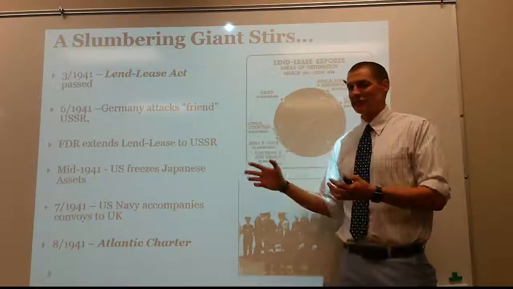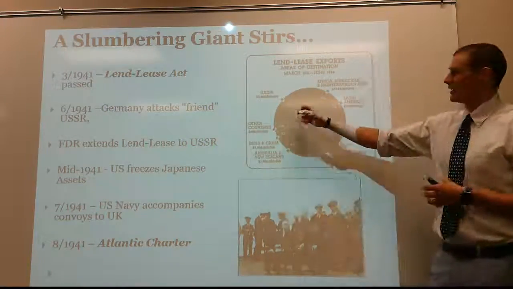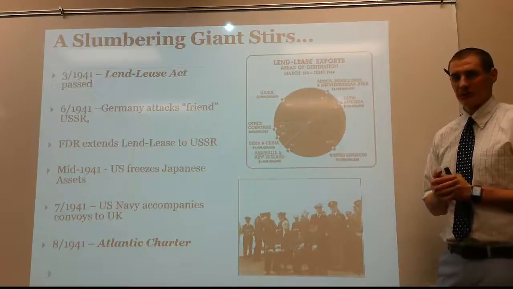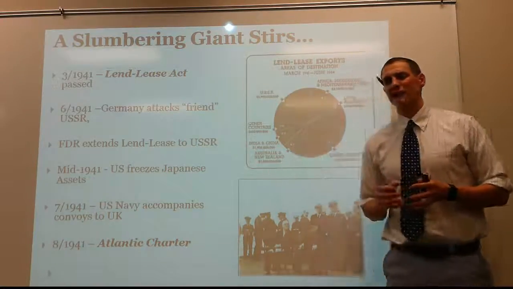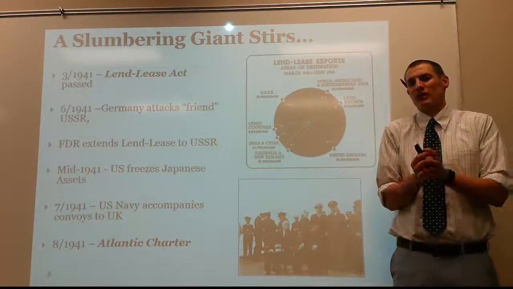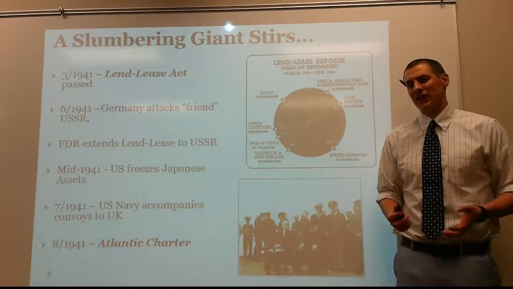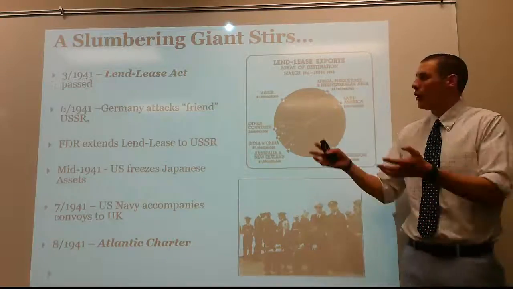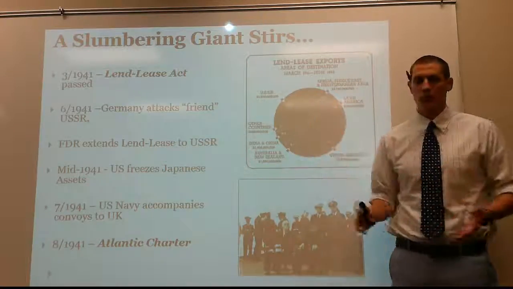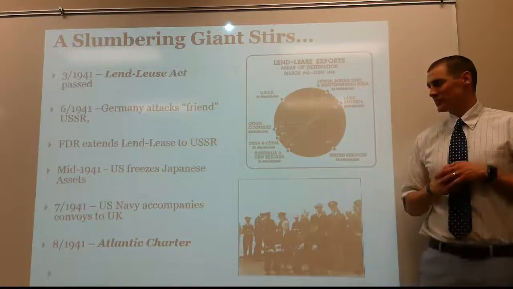Once Germany attacks the USSR, we also extend the Lend-Lease to the USSR. By the middle of 1941, the U.S. freezes Japanese assets, refusing to basically trade anything with Japan until they stop their expansion in the Pacific. And as you can see, as we know, we're getting closer and closer to war with each of these steps.